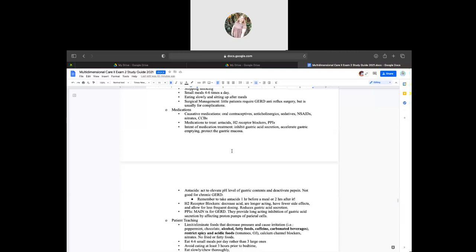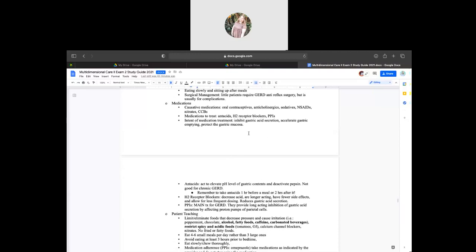So the intent of the treatment here for GERD is to inhibit gastric acid secretions and accelerate gastric emptying to protect the gastric mucosa. So antacids can help to elevate the pH level and deactivate pepsin. It's not good for chronic GERD, but can help relieve those acute symptoms. So remember to take antacids 1 hour before a meal or 2 hours after it.